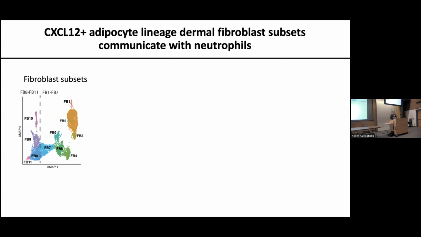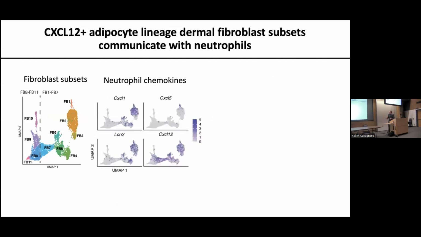Now, to understand whether a specific fibroblast subset is talking to neutrophils, we looked at the subsets of fibroblasts in our data, and we resolved 11 transcriptionally distinct clusters. And we found that clusters 1 through 7 on the right of the dotted line highly express neutrophil chemokine, whereas those on the left of the dotted line, 8 through 11, largely did not. Additionally, we observed that some chemokines like CXCL12 were expressed very broadly across these clusters, whereas others like CXCL5 were expressed by a much smaller subset of cells. So this suggests that there's even different types of fibroblasts that can talk to neutrophils.